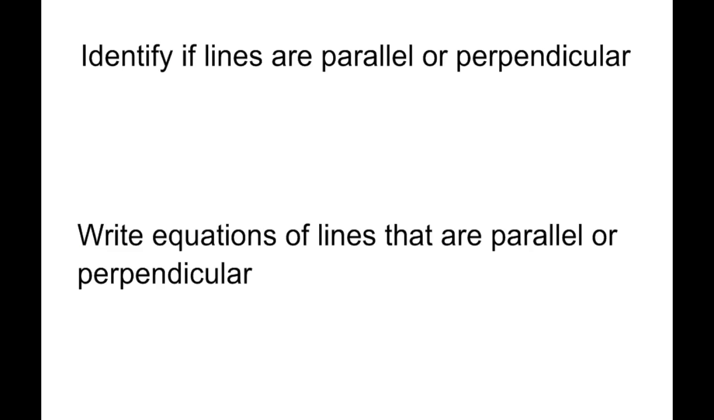Now what are we going to do with that? You should be able to identify if lines are parallel to each other or are perpendicular to each other. And the easiest way to do that is by putting them in slope-intercept form. That means solve for the y and make it look just like this, and then compare the slopes. If the slopes are the same, but they have different y-intercepts, they are parallel. If the slopes are opposites and reciprocals of each other, then they are perpendicular.